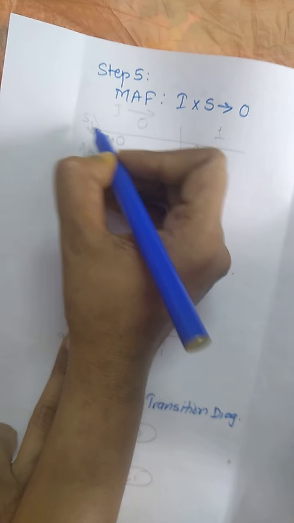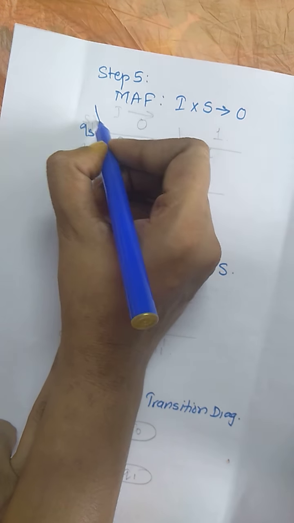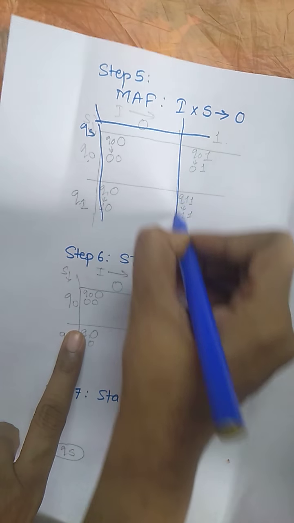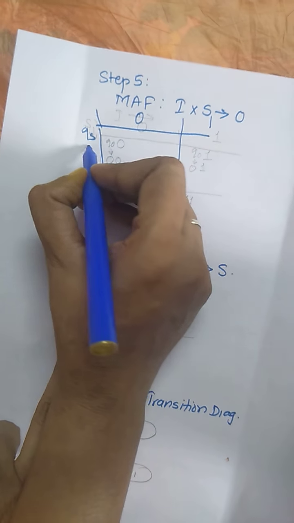So what is the QS state? We are going to add it here, the QS state with 0 and 1.